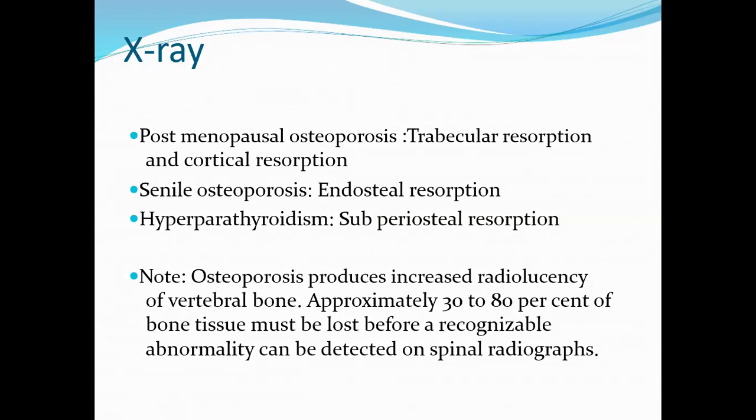Osteoporosis increases the radiolucency of the vertebral bone. Approximately 30-80% of the bone tissue must be lost before a recognizable abnormality can be detected on the spinal radiograph. Means 30-80% bone loss results are clearly observed by this X-ray technique. How much percentage is found depends on the rays and X-ray film; the spinal radiographs are detected, and the osteoporosis condition is also detected.